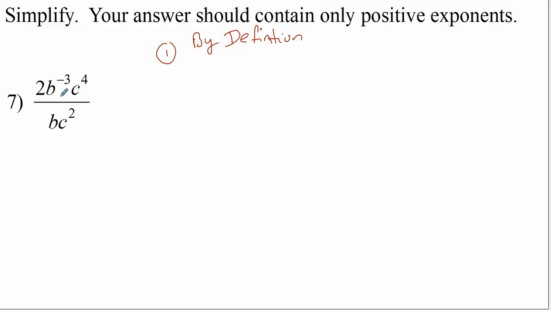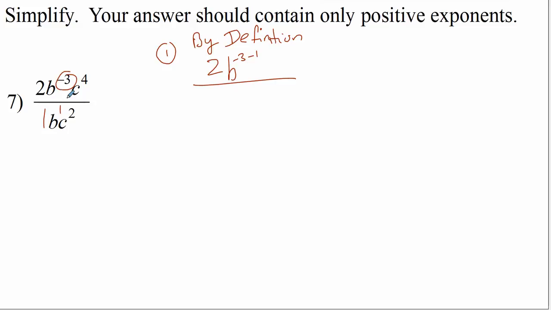So what it means is, because I have variables, well, first let's do it this way. 2 divided by 1, I can't reduce 2 and 1, so that's going to stay in my numerator. b to the negative 3 and b to the 1. The rule says that I take b to the negative 3 and subtract 1 from it. I take the top minus the bottom.